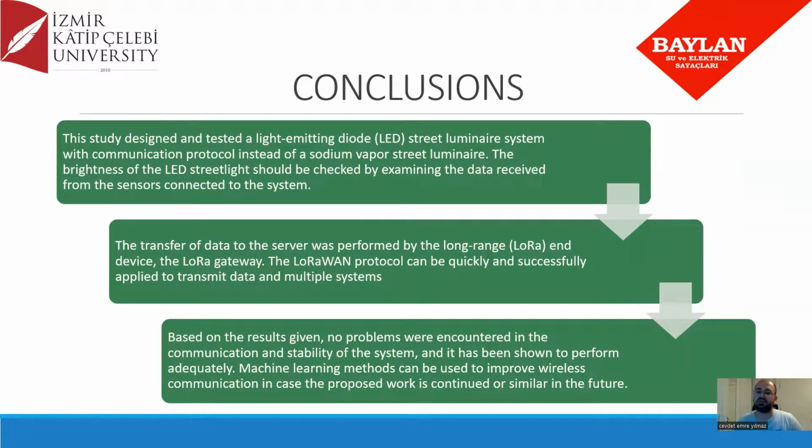This study designed and tested a light-emitting diode street luminaire system with a communication protocol instead of the sodium vapor street light. The brightness of the LED street light should be checked by examining data received from the sensors connected to the system. The transfer of the data to the server was performed by the LoRaWAN device and LoRa gateway. The LoRaWAN protocol can be quickly and successfully applied to transmit data in multiple systems. Based on the results given, no problems were encountered in the communication and stability of the system, and it has been shown to perform adequately.